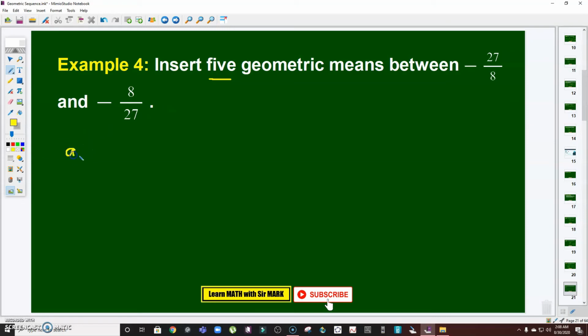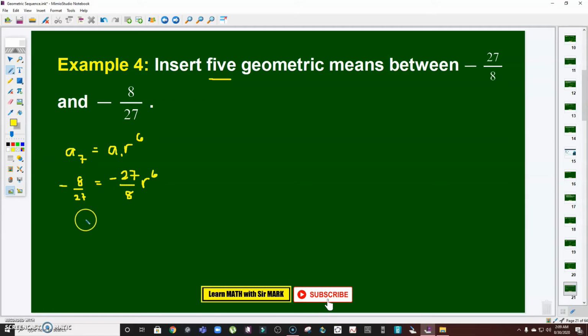Alright, so meaning to say, like what we did in the previous examples, our 7th term is equal to the first term times the common ratio raised to 6. Now, our 7th term will become negative 8 over 27, while our first term is negative 27 over 8 times the common ratio raised to 6. There you go. Okay, cross multiplication, negative over negative becomes positive.